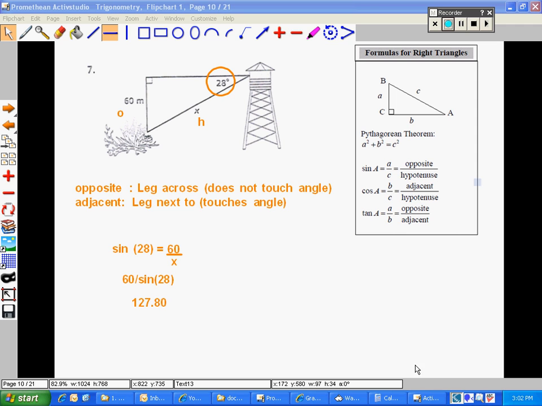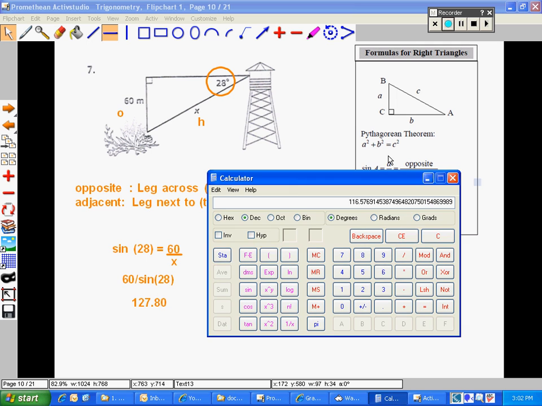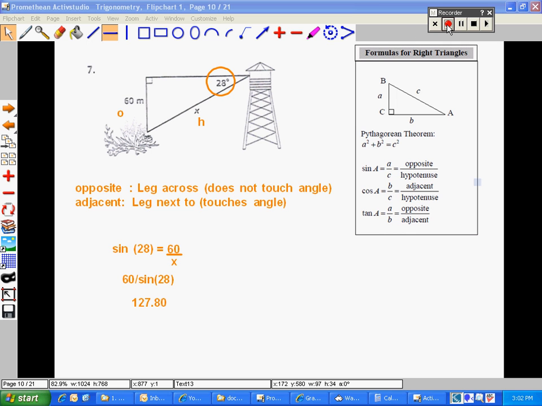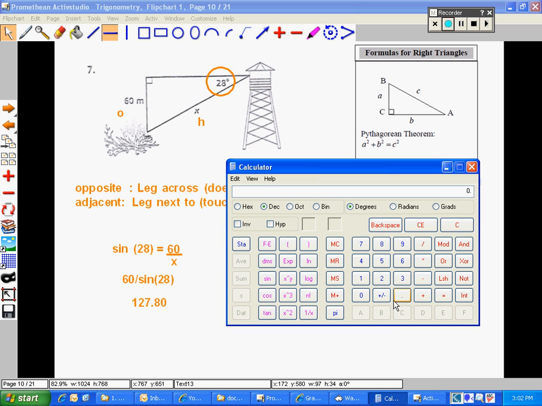If I were to use my calculator on my computer, I have to type this in slightly differently. So when I type this in, I have to do sine 28 first. Remember, on this calculator you have to do it backwards. So 28 sine. Now I have to remember that number. Write it down somewhere. 0.469. 3 decimal places is fine.